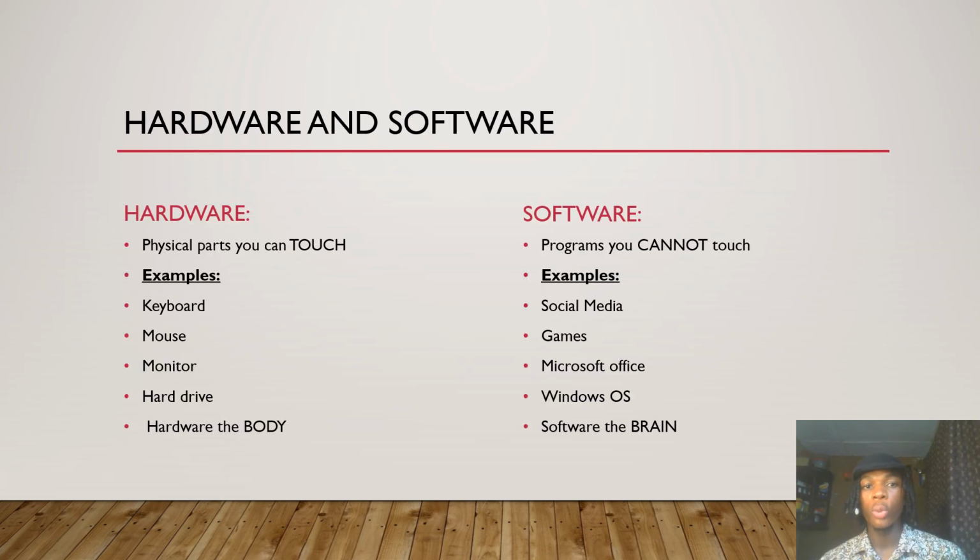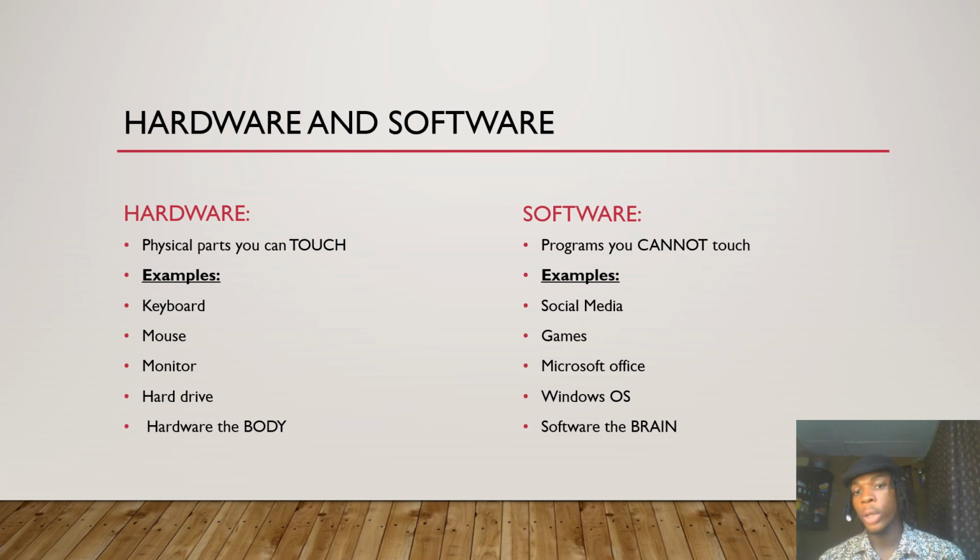Then moving on, we have hardware and software. So hardware are the physical parts of the computer that you can touch. To understand that, they are the physical components of the computer. So when you say physical, it means something you can touch. Examples: we have our keyboard, the mouse, the monitor, the hard drive. That's the body of your computer.